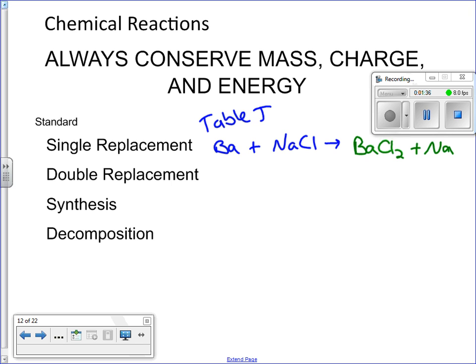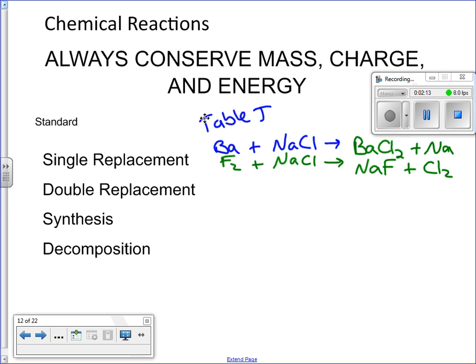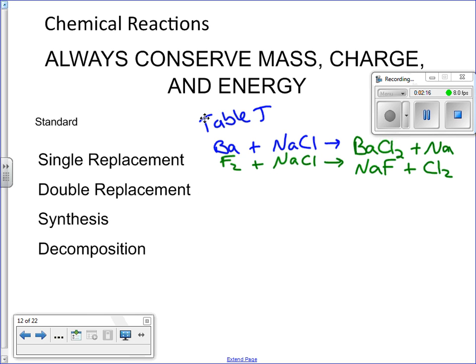Nonmetals can do this too, okay? We could have something like fluorine plus NaCl. It's not going to be sodium alone anymore. Fluorine and chlorine are in the same group, so they behave the same way. So fluorine's trying to take chlorine's date. Fluorine is way cooler than chlorine, so fluorine can do that. And we end up with NaF and Cl2 left out in the cold. All chemical reactions should be balanced. I'm just not doing it for the purposes of this slideshow, so I apologize. But I don't want to make you sit there while I balance these as well.